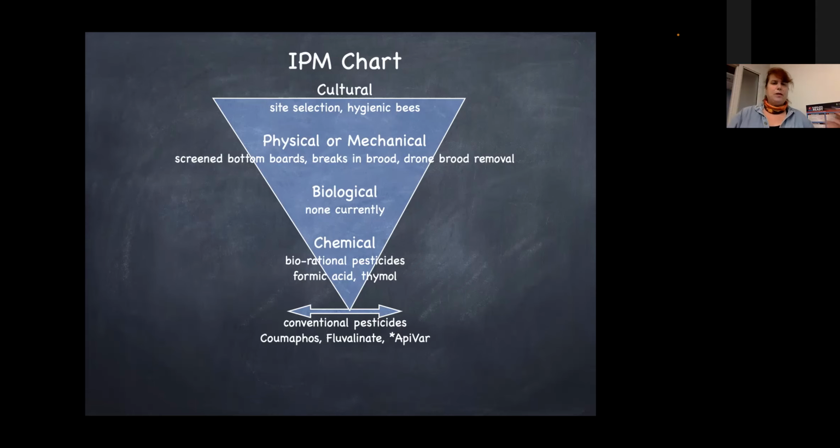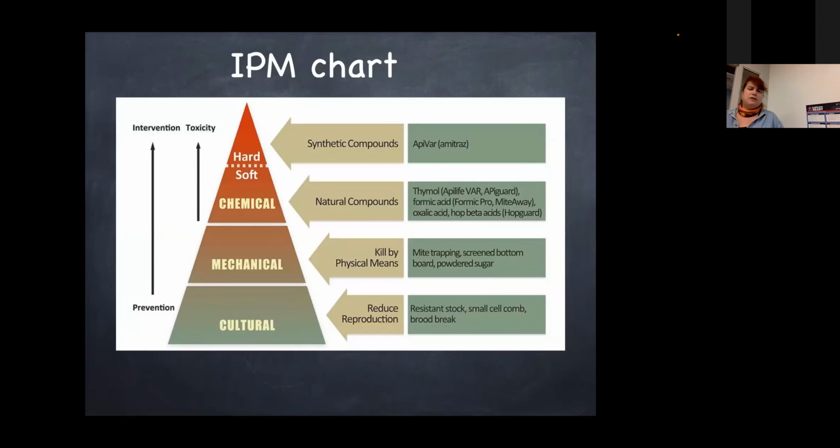So here's another chart, and it just kind of shows it in a different way. I think it's really nice because it shows you the difference between the hard and the soft. So you want to stay at prevention. You want to stay ahead of it so that you have to use the least amount of pesticide. It's not that we don't use pesticides, but we want to reduce that to the largest degree that we can while still maintaining our Varroa mite population.